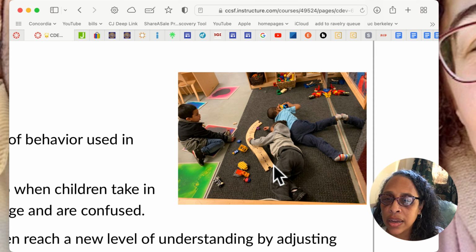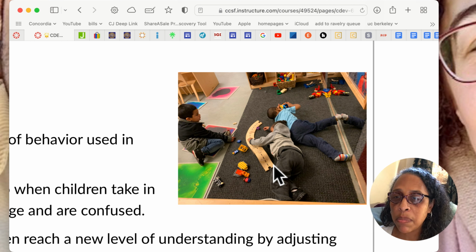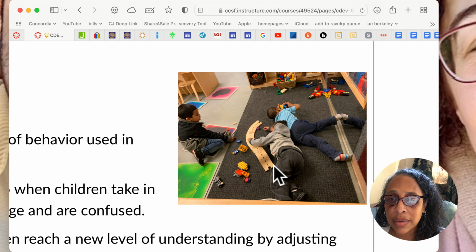And you see they're lying on the floor. Sometimes new teachers want to make children sit in chairs and play at tables, and sometimes they just need to lie on the floor. So I want to challenge you all to support whatever way children want to learn. Sometimes, especially children under 8, they learn with their whole bodies, and so sometimes they're going to lie on the floor like that.